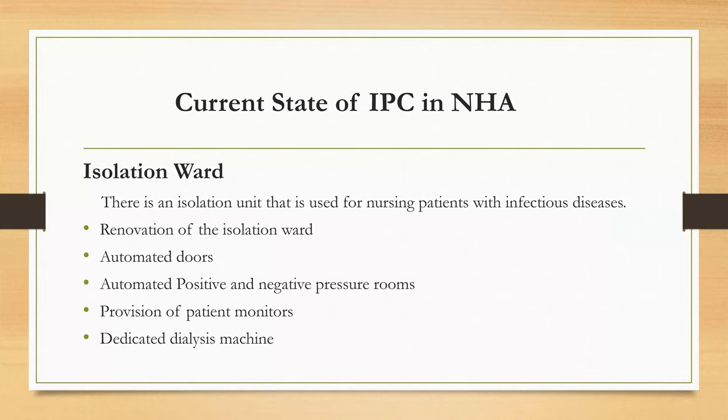Okay. So our current state in IPC, according to the IPC in isolation ward: at the peak of the last pandemic, at the peak of COVID, we renovated our isolation unit to serve our purposes. There was a repainting and changing of structures. Then there was an installation of automated doors in the isolation unit to control the flow of people, especially relatives, in and out of the isolation unit. So only authorized people are allowed into the place.